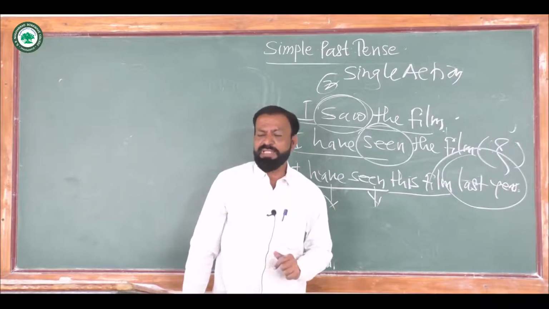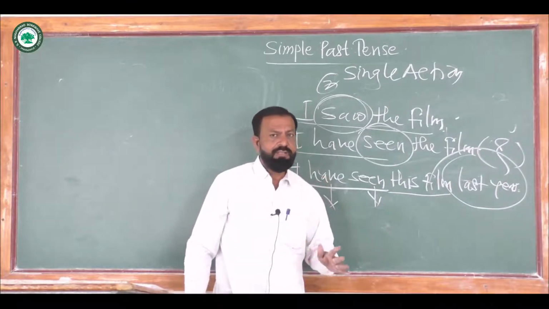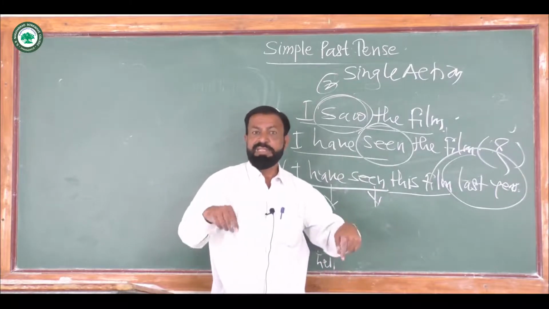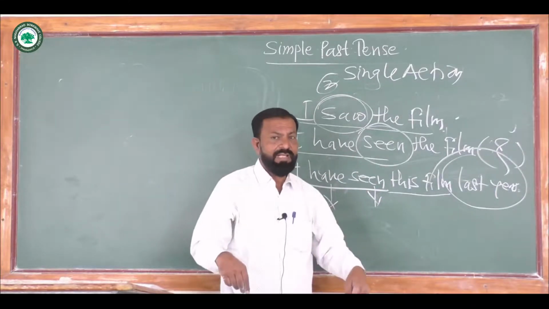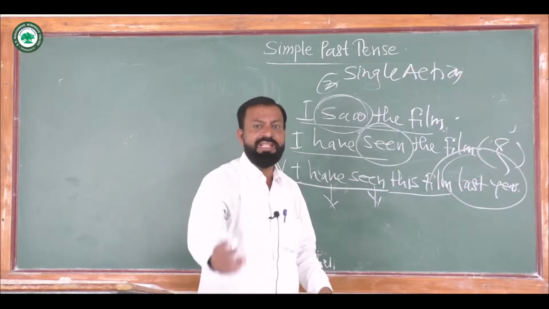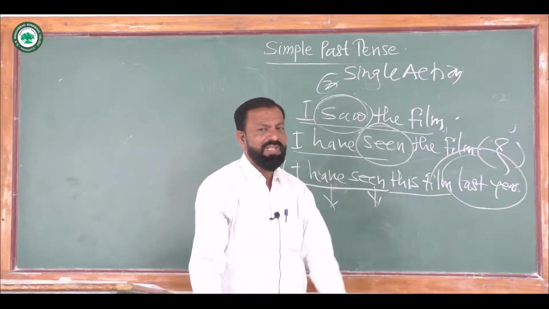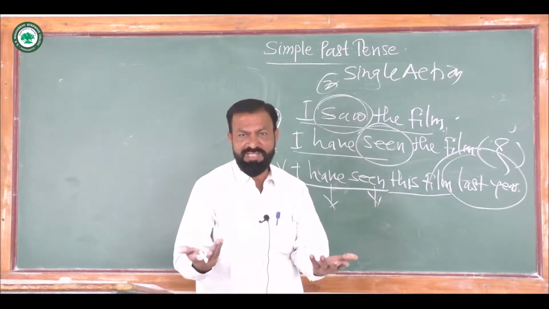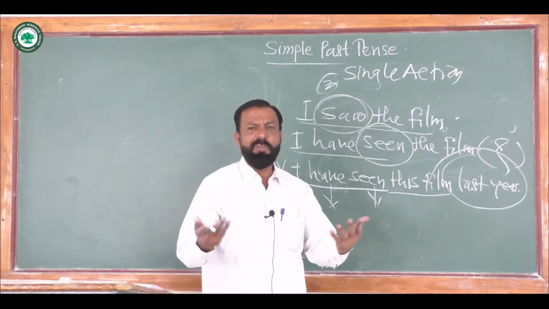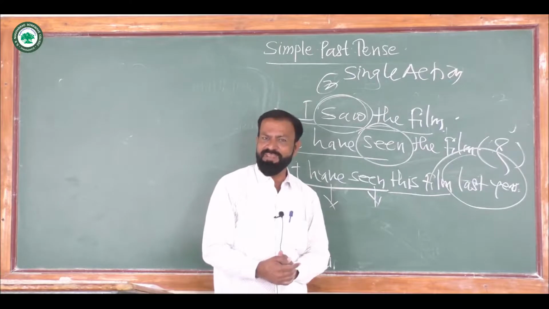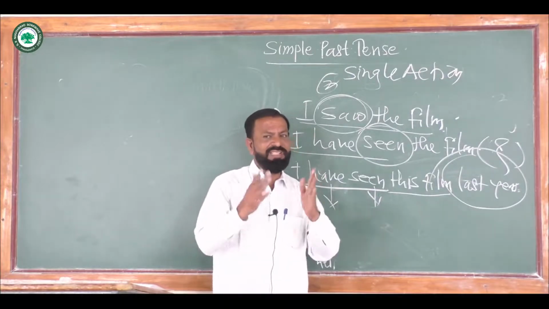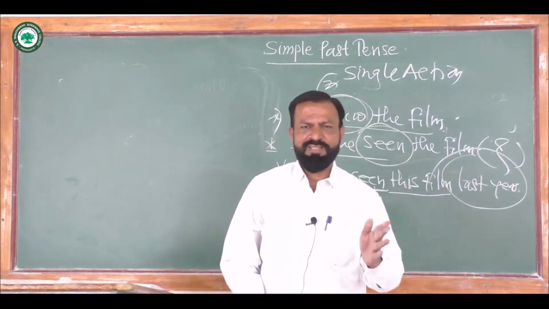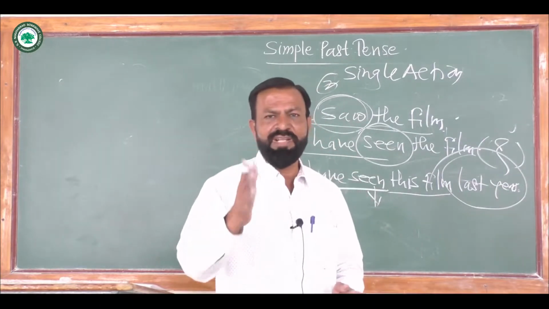But we can say, I have seen 30 films this year. This year indicates the present time. So here the time adverb "this year" indicates present time, so we can use present perfect tense. So this is the difference between simple past tense and present perfect tense.